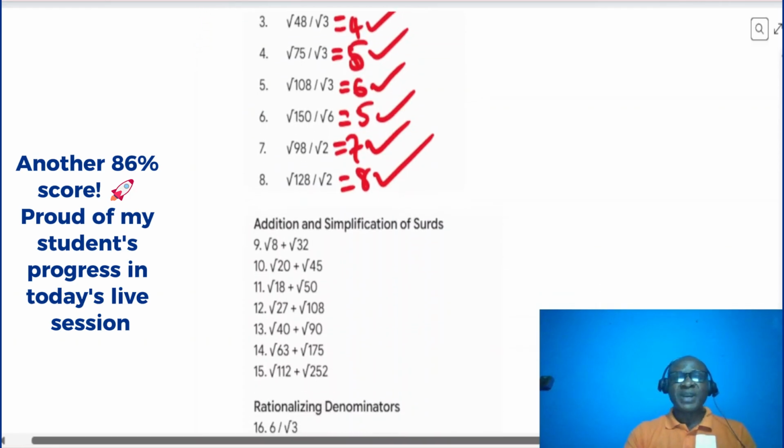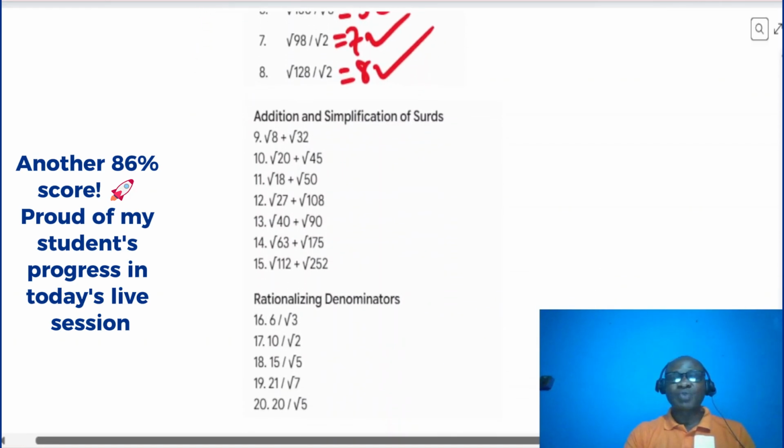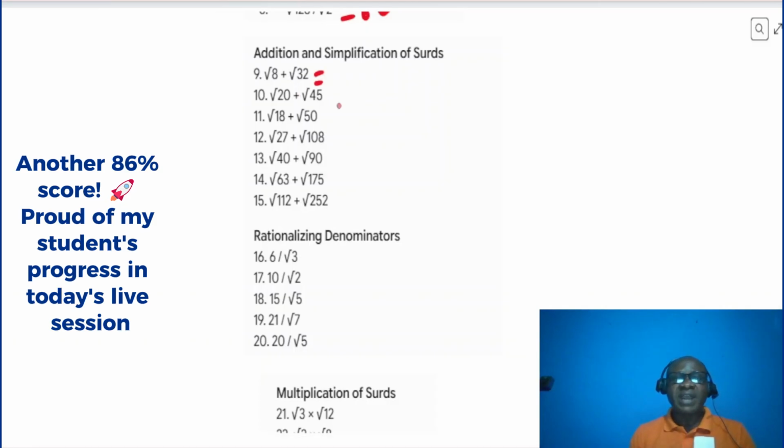Once the numerator and denominator come with the surd sign or the square root sign, what you need to do is just divide it and simplify. Let's come to addition. What did you get here?